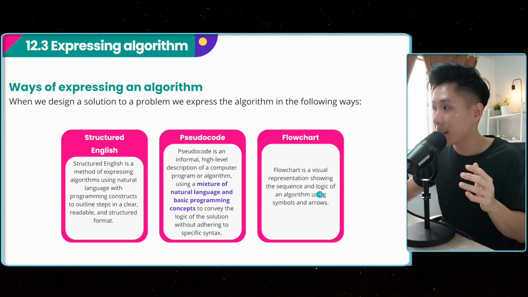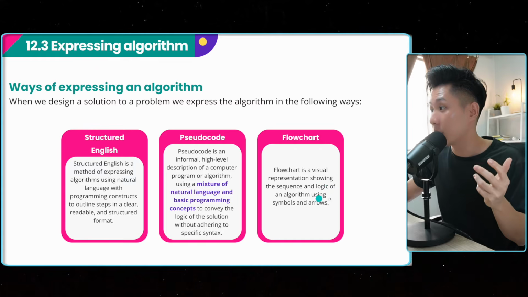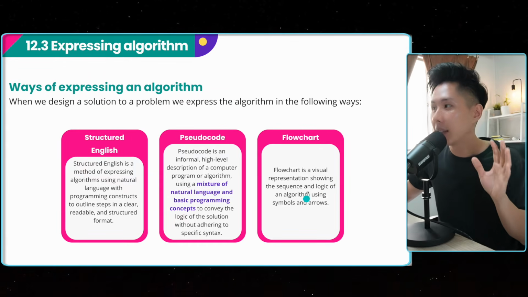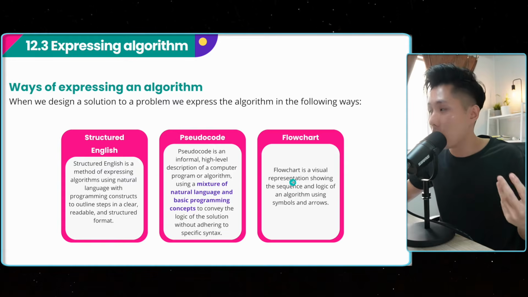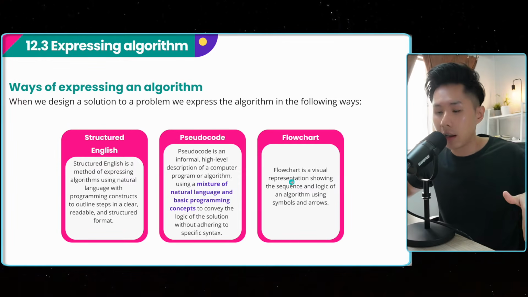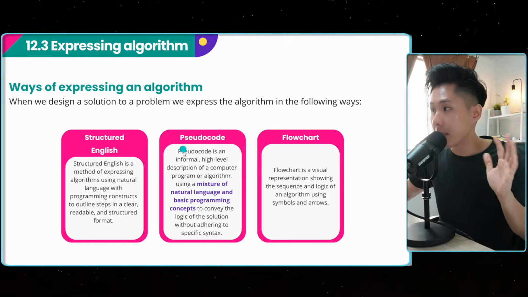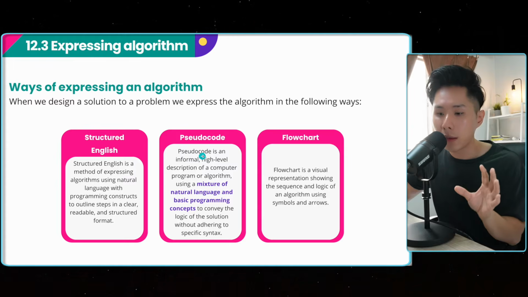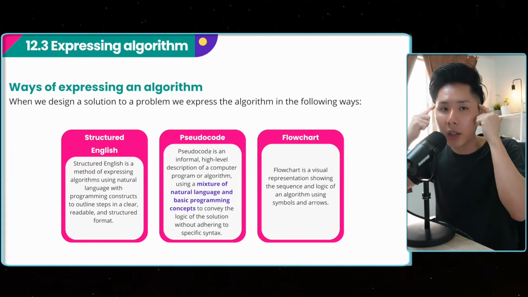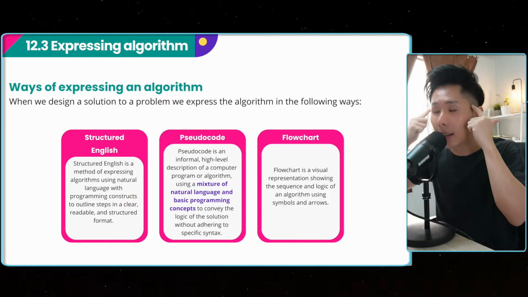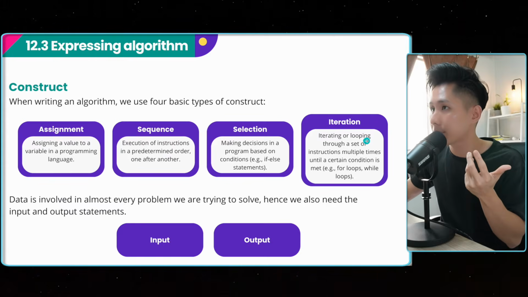Next is flowchart. It's a visual representation showing the sequence and logic of an algorithm. So we will be focusing on how to write pseudocode and how to draw a flowchart to express the algorithm for a problem. This is important to understand before you move on to programming, because it prepares you with the computational thinking mindset you need to solve a problem.